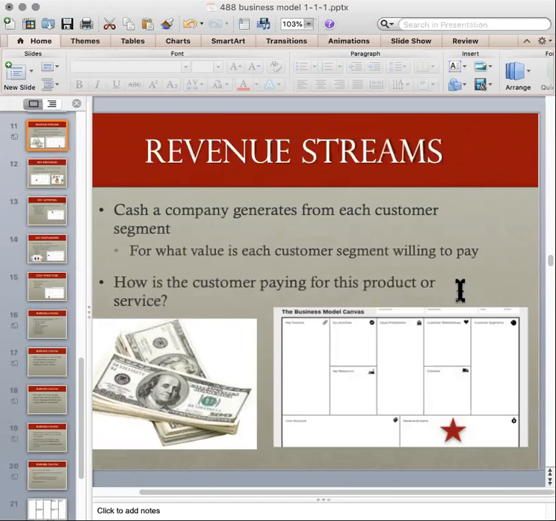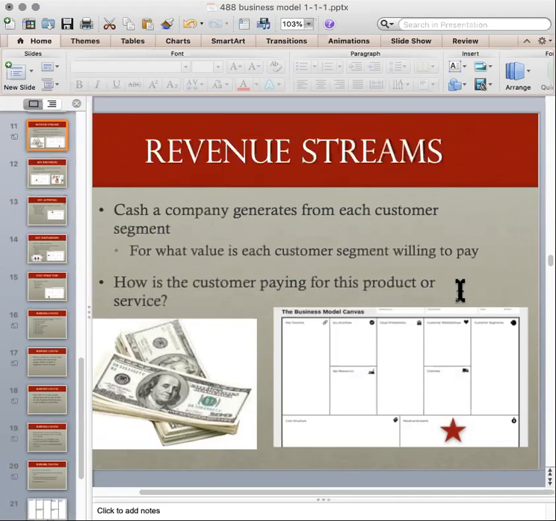Revenue streams represent the cash a company generates from each customer segment. If customers comprise the heart of a business model, like I mentioned, revenue streams are its arteries. A company must ask itself, for what value is each customer segment truly willing to pay? Successfully answering that question allows the firm to generate one or more revenue streams from each customer segment.